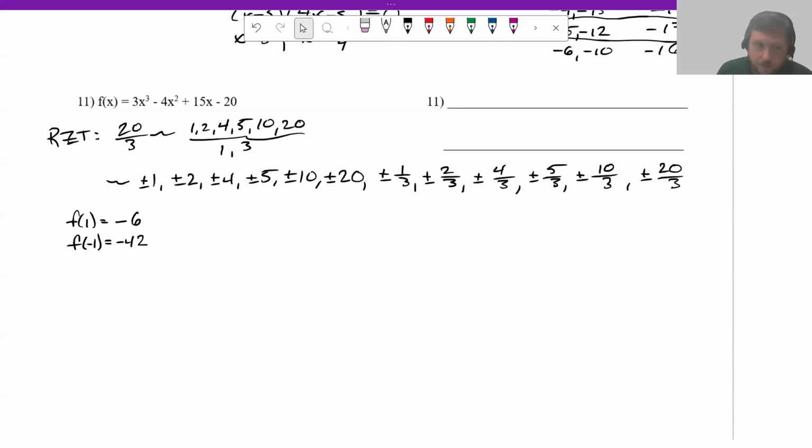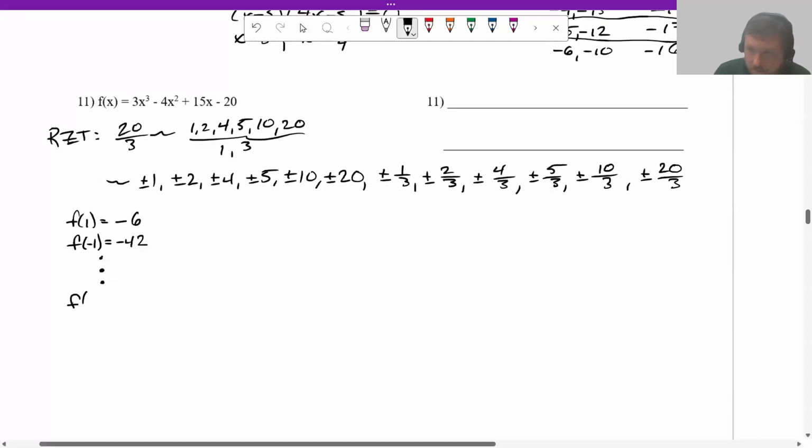Okay. So I checked. I went down the whole list and I finally got a hit. f of 4/3 is equal to 0. So now for my real zeros, I can go ahead and put 4/3. Next, I'm going to do synthetic division.